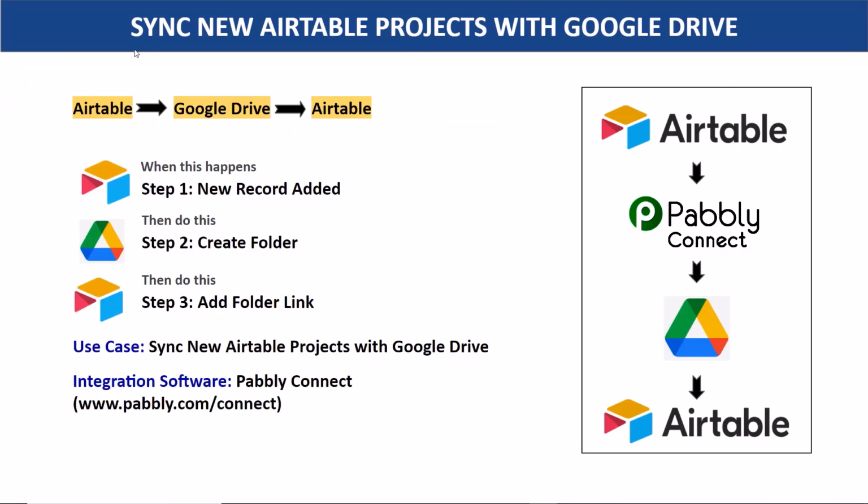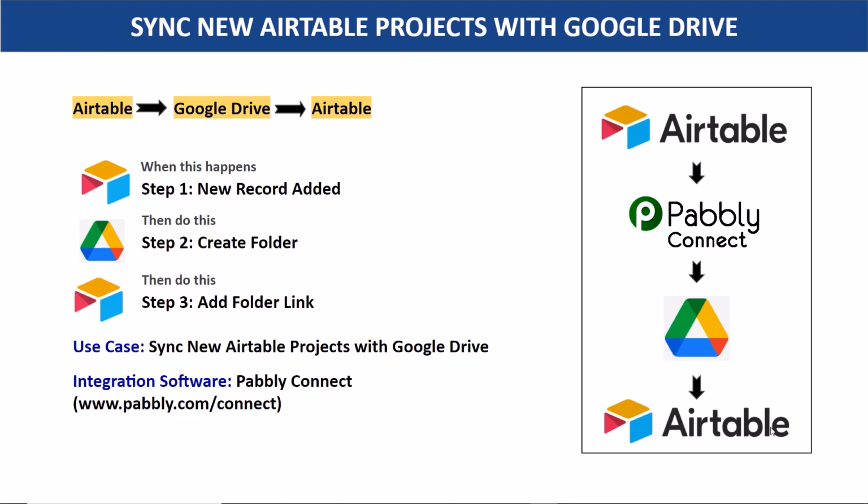Hello everyone. So in this video, we will learn how to sync new Airtable projects with Google Drive. So imagine this, you have created a new record in Airtable. Now to back up your data, you plan to create a folder in Google Drive. Once the folder is created in Google Drive, you want the link of the folder in the adjacent column in Airtable. So here you have two choices. The first choice is copy the record details from Airtable, sort it out, manually create a folder in Google Drive, and paste the link in the adjacent column in Airtable.